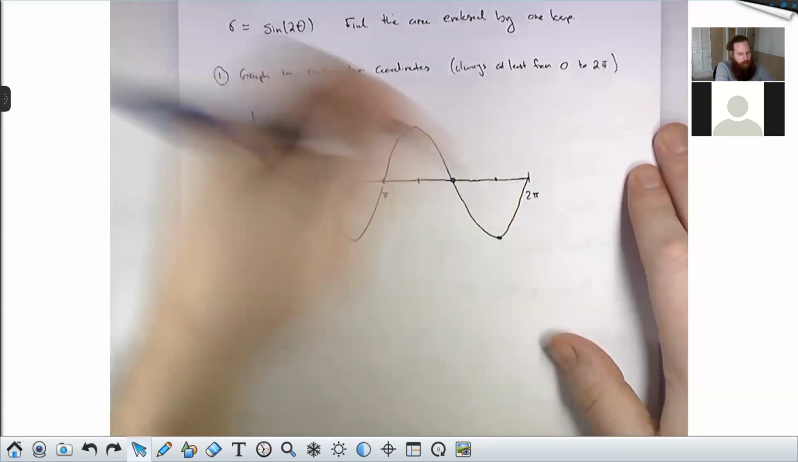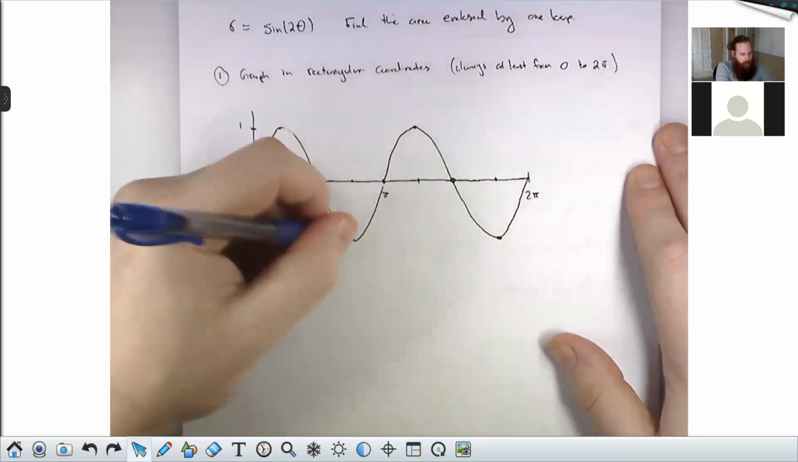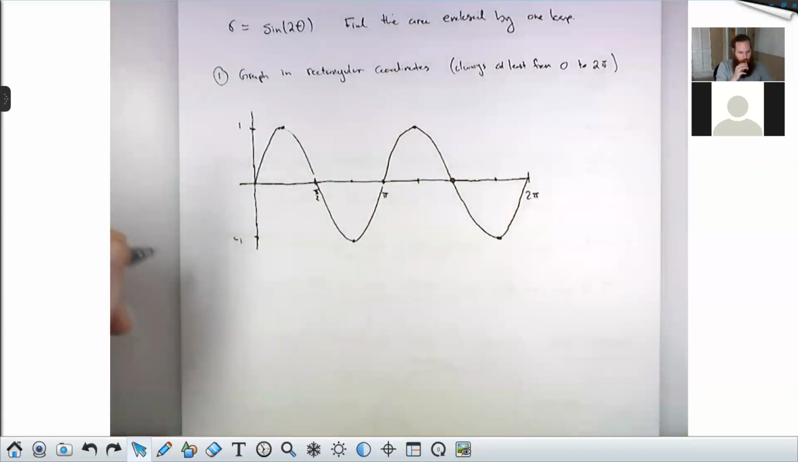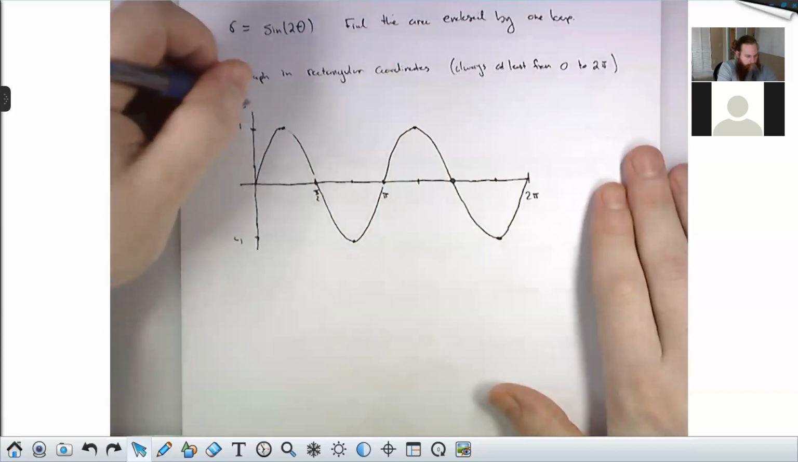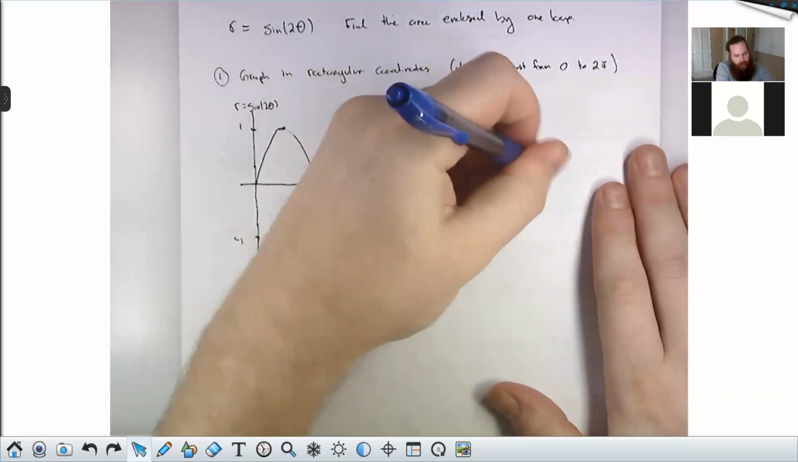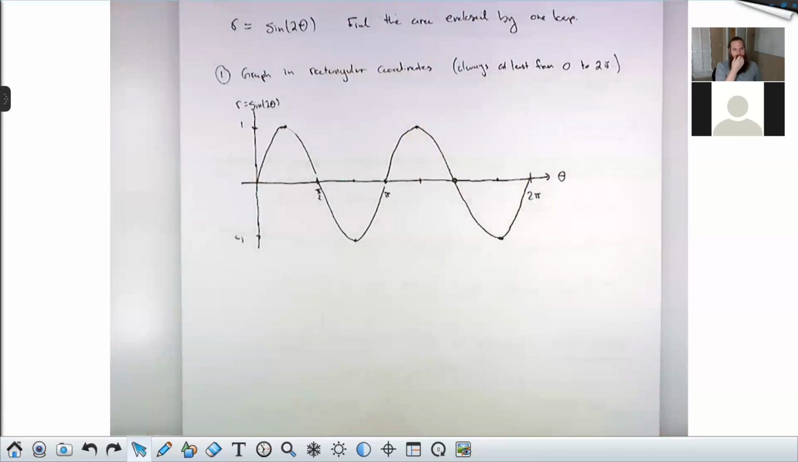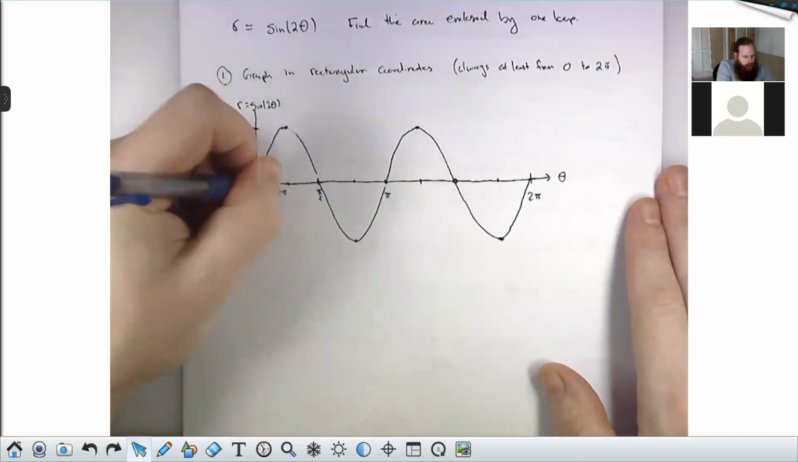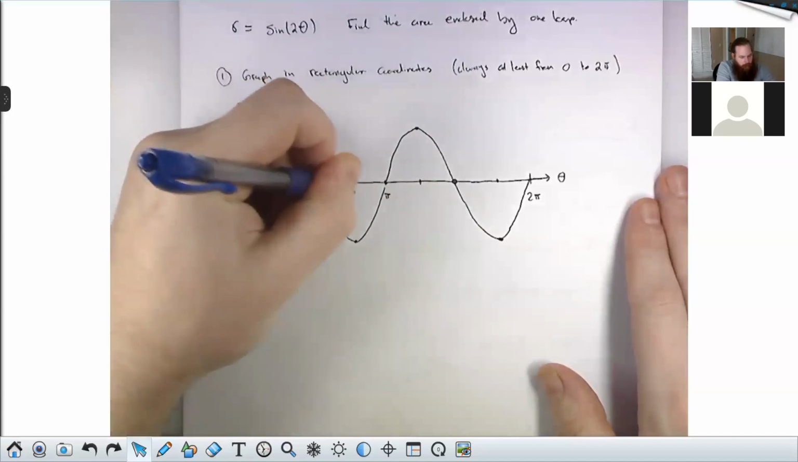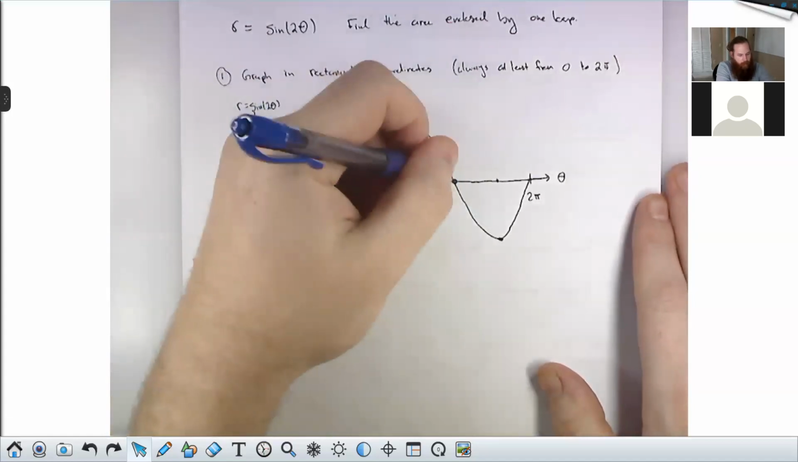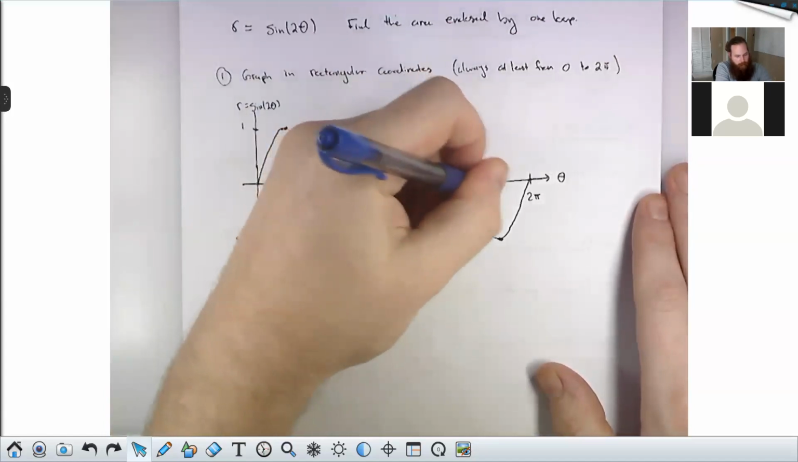Okay, and we always want to label all of these important points, any intercepts, mins, or maxes on my rectangular graph. So this is sine of 2 theta. This vertical axis is my r axis, this horizontal axis is my theta axis. This is the normal graph of sine 2 theta. If this is pi and this is pi over 2, then this has to be pi over 4. So this is 3 pi over 4. This is pi, this is 5 pi over 4, 6 pi over 4, 7 pi over 4.